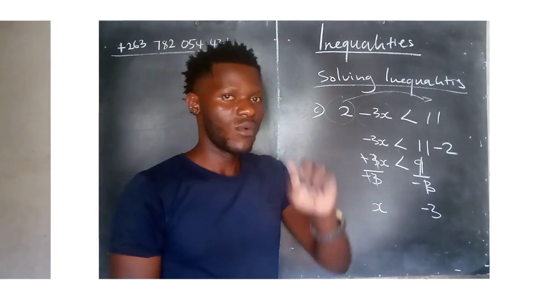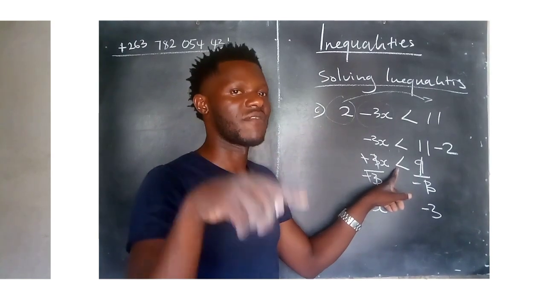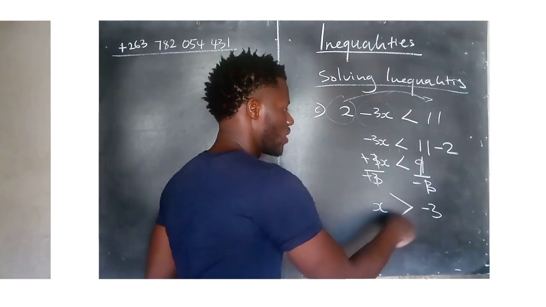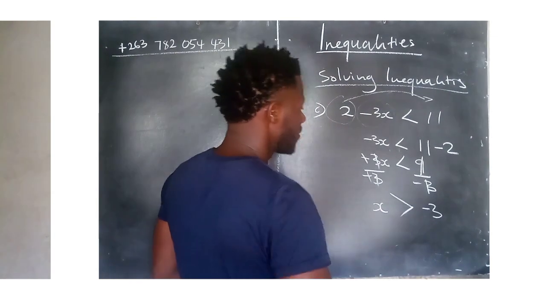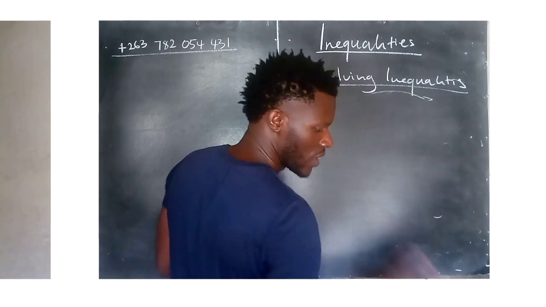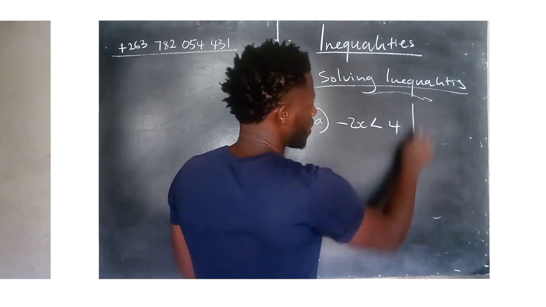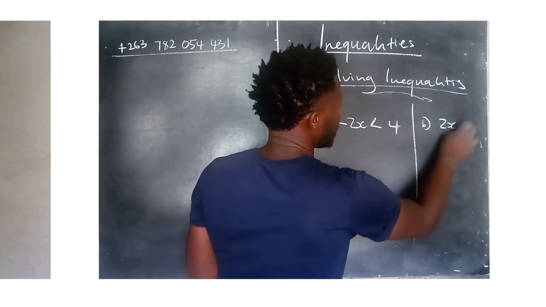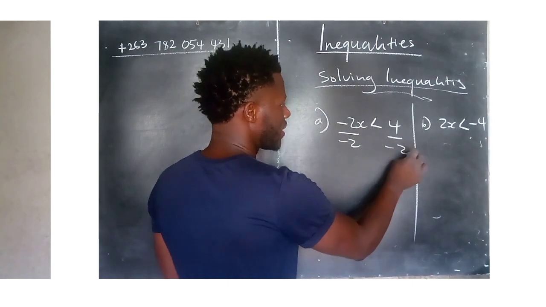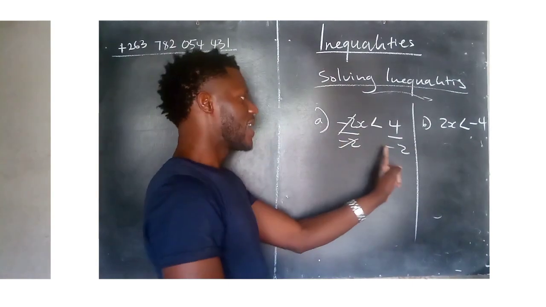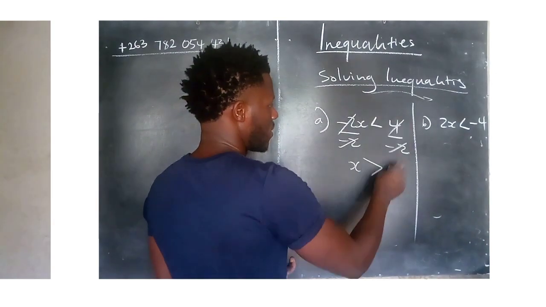Take note of this: when you divide by a negative denominator, the inequality symbol must reverse. So this symbol is going to reverse, because we divided by a negative denominator. I'm saying this. Let's have these two examples. Minus 2x is less than 4. Then 2x is less than minus 4. In this case, you divide by negative 2. Because you are dividing by a negative denominator, the inequality symbol must reverse like this.